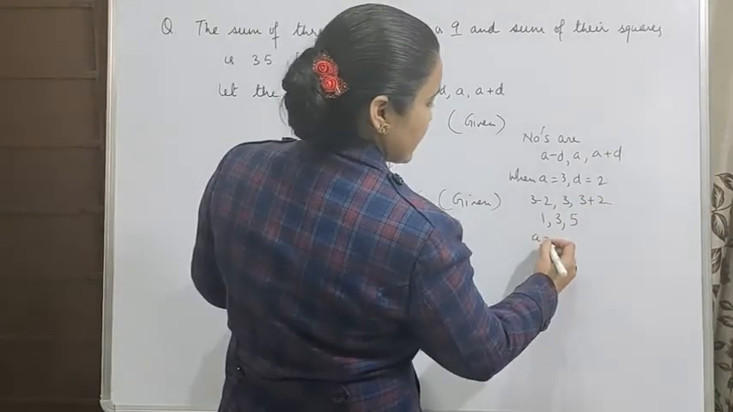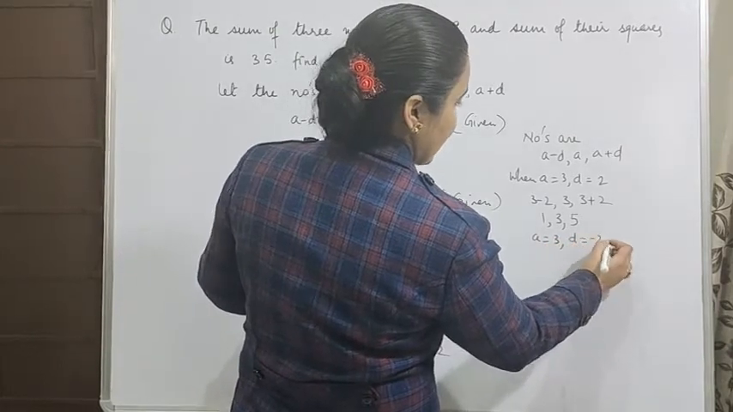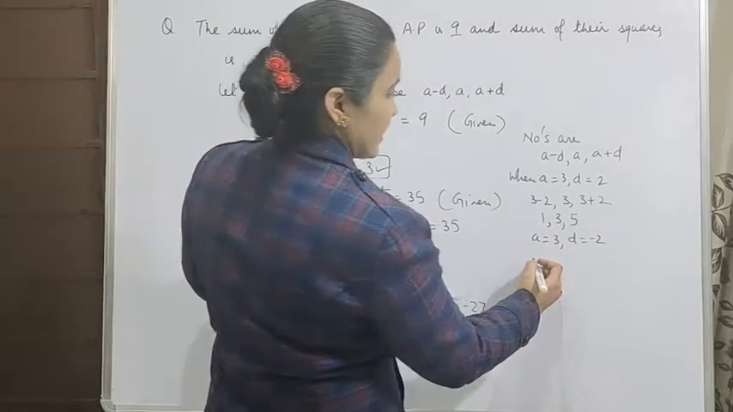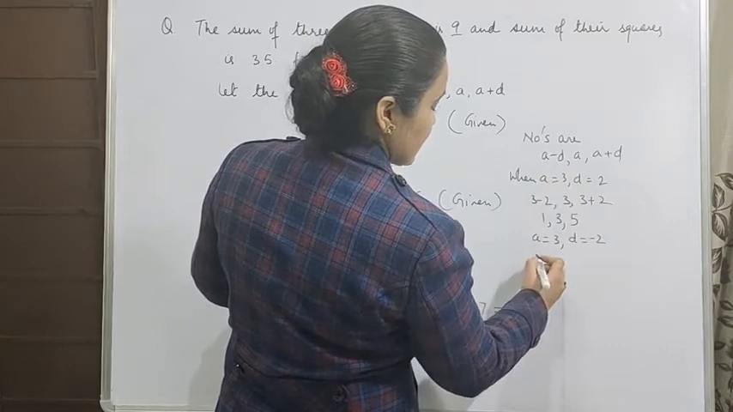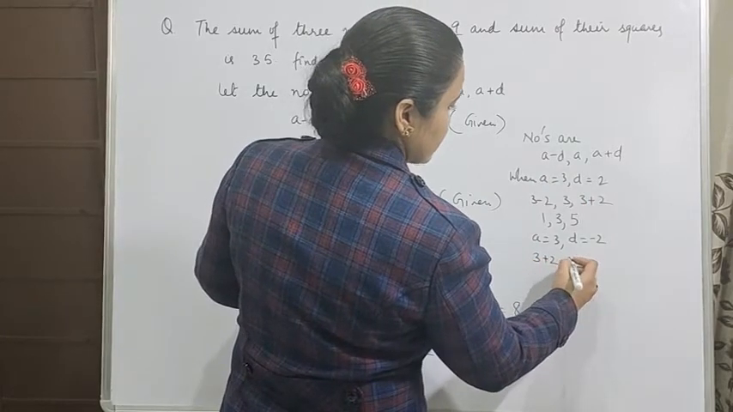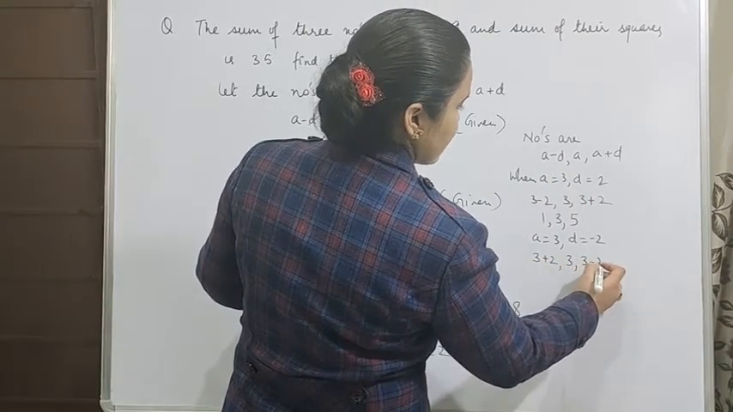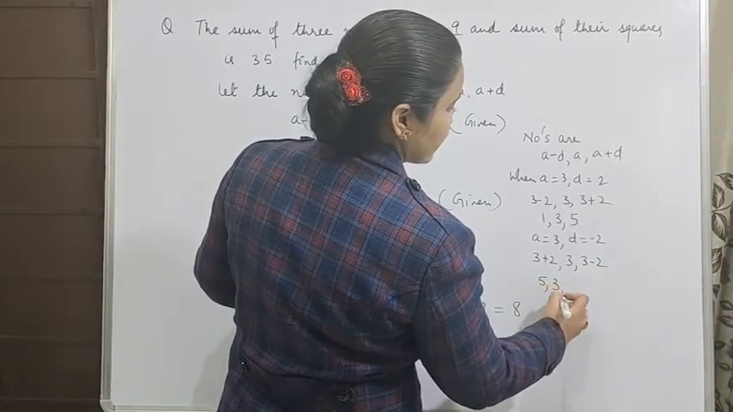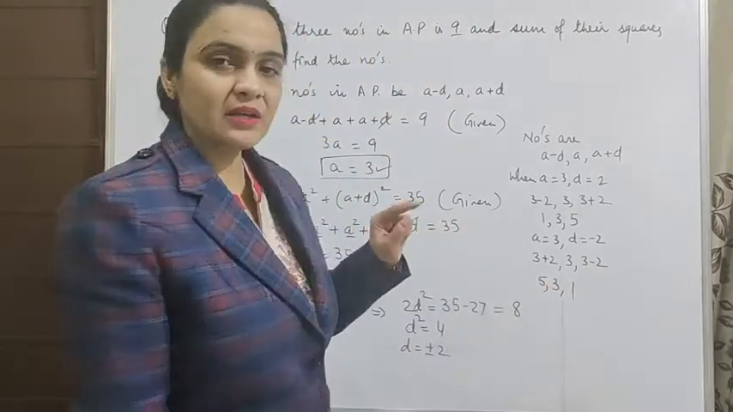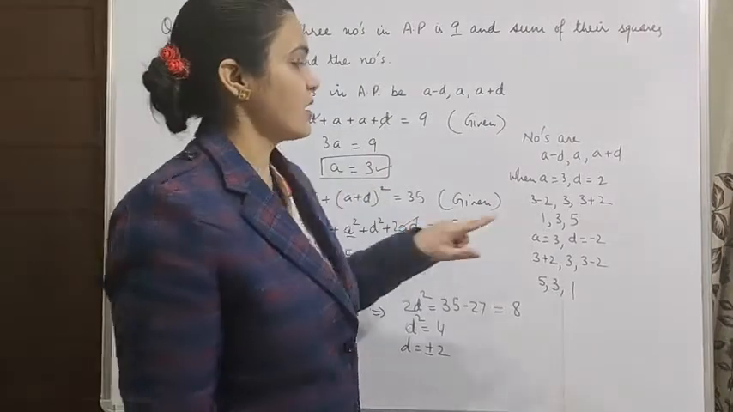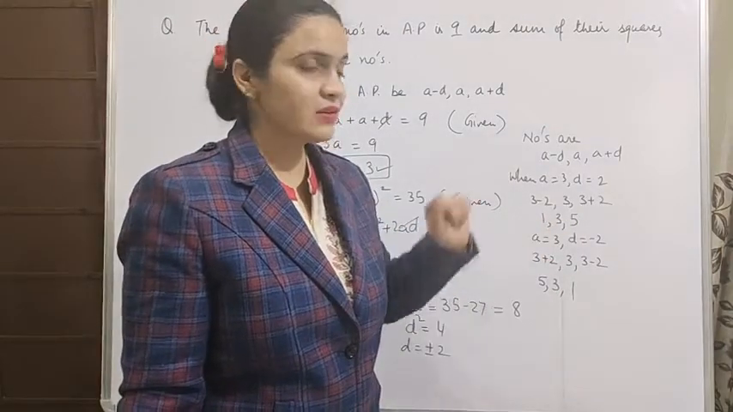Next, when a is equal to 3 and d is equal to minus 2. So you will get 3 plus 2, which is 5, then 3, and 3 minus 2. So the numbers are 5, 3 and 1. So the three numbers which are in AP are 1, 3 and 5.